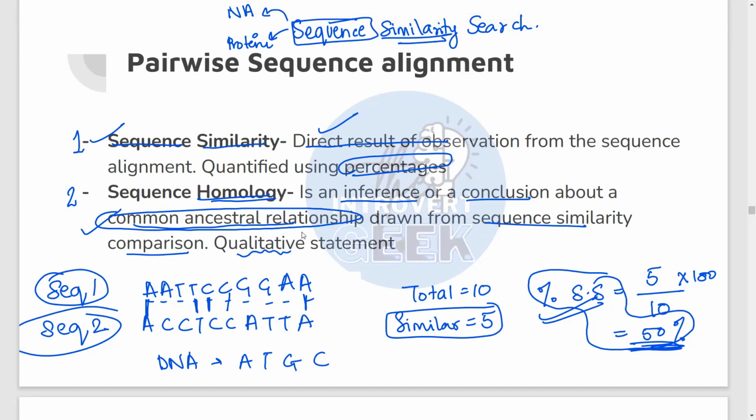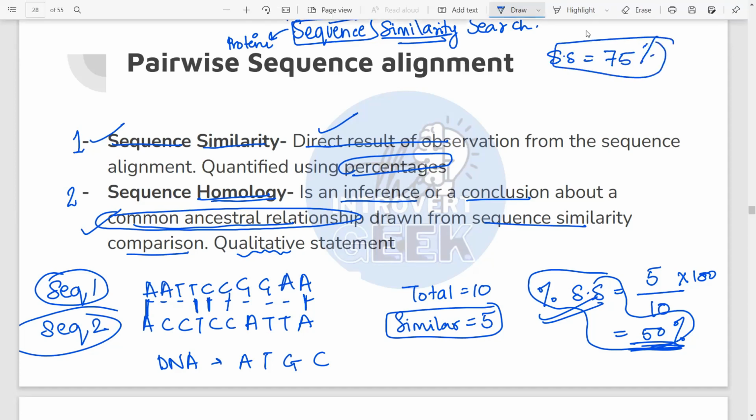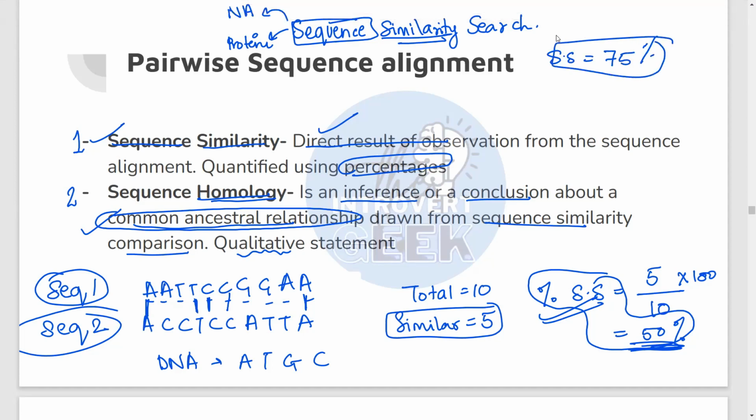So you can never say that there is 50% homology. You can only say that it is homologous. If you have, say, a sequence similarity of 75%, you can say that the two sequences are homologous, right? We can never say it shows 70% homology because you don't know what the ancestral sequence is. So homology is a qualitative term, whereas sequence similarity is a quantitative term. Sequence similarity can be simply found out by alignment, whereas homology is a conclusion based on this alignment.